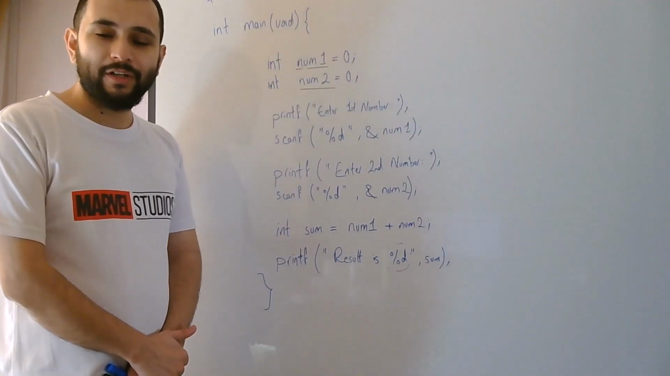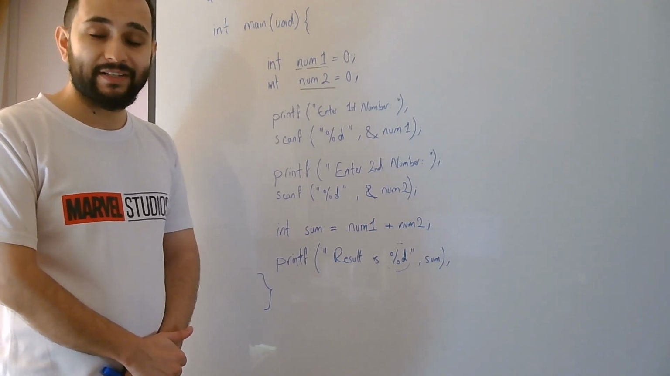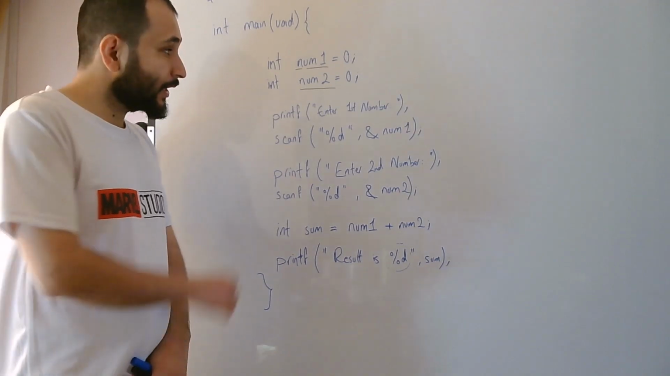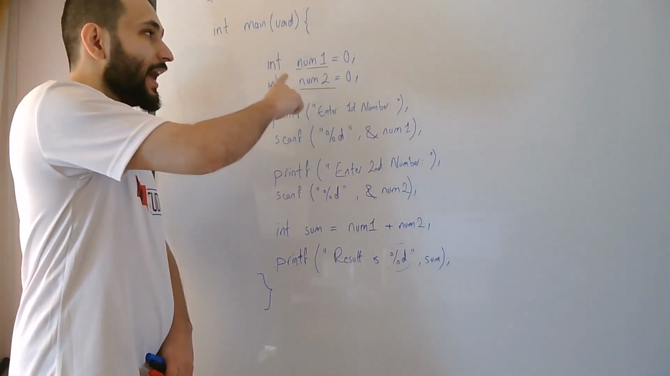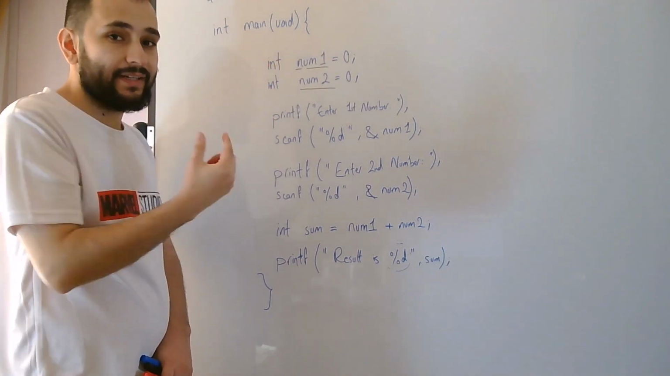Hello and welcome everyone to this episode, and in this episode we want to discuss identifiers. So what exactly is an identifier? You know that we created some variables, and those variables had to have a name. So these names are called identifiers.